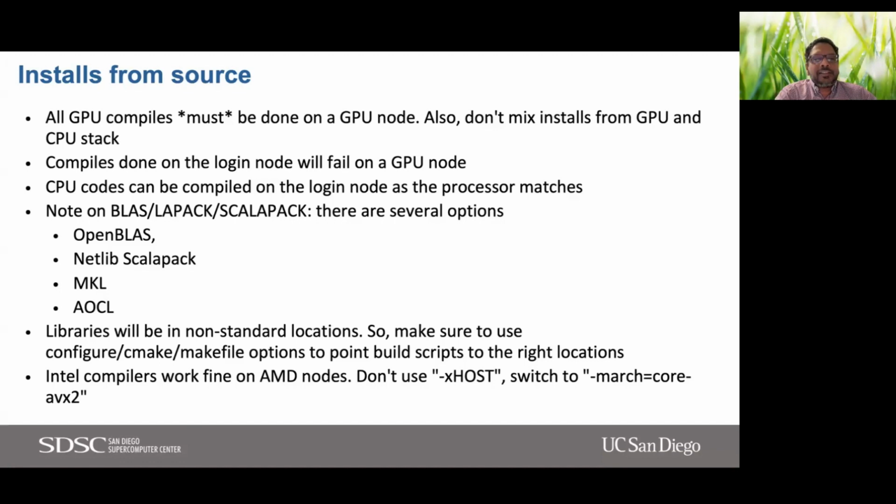And then the last thing is the Intel compilers. You might be wondering why we have Intel compilers. It's because they actually do better on some applications, not all, but some. The Intel compilers do better than GCC, even on the AMD nodes. If you do use the Intel compilers, do not use the -xHost switch, because it detects the processor wrong and ends up giving you really poor performing code. So switch to using the -march=core-avx2 flag and it will all be fine.